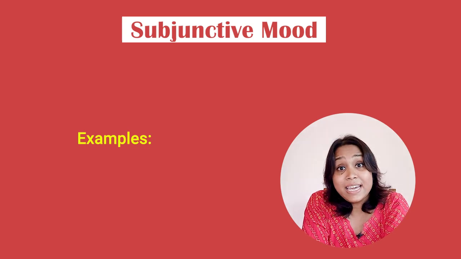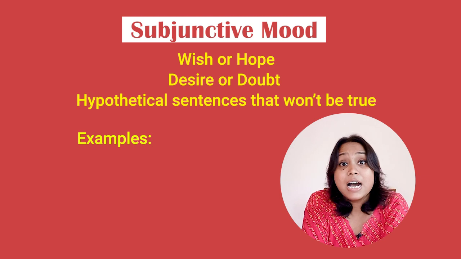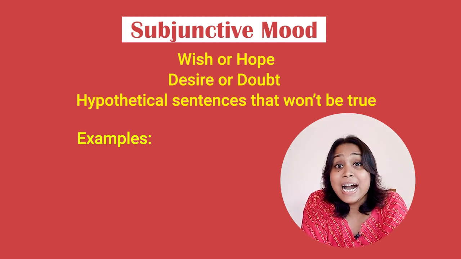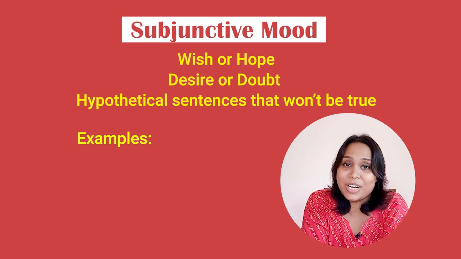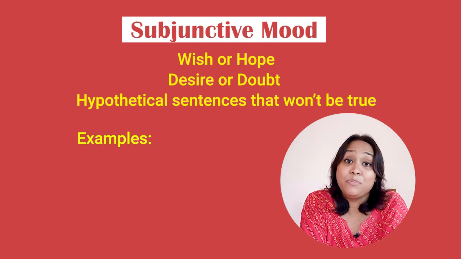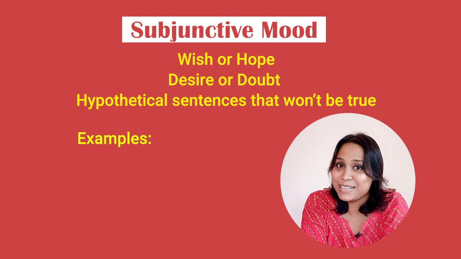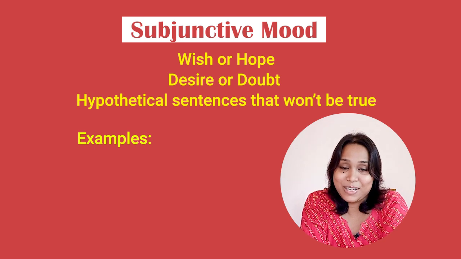Let's know about the third mood of today's video, and that is the subjunctive mood. In case of a wish or hope, a desire, a doubt, or any hypothetical situation that might not come true, we use subjunctive mood. I repeat. In case of a wish, a hope, doubt, desire, or any hypothetical situation that might not come true, we use subjunctive mood. Let's check these examples out.